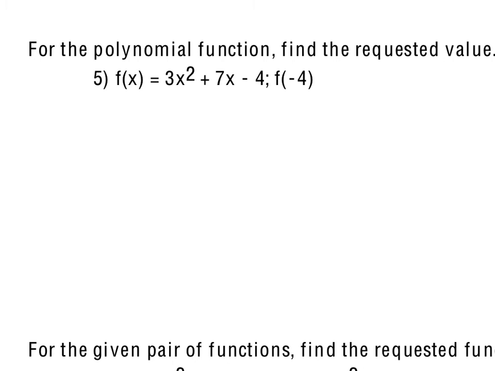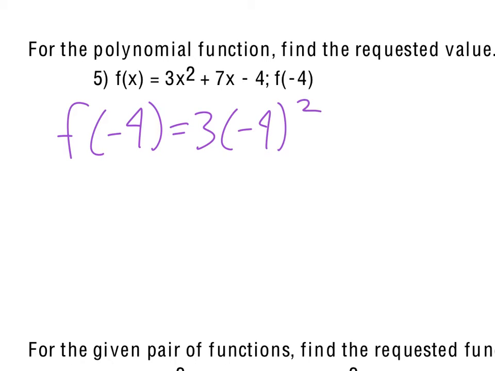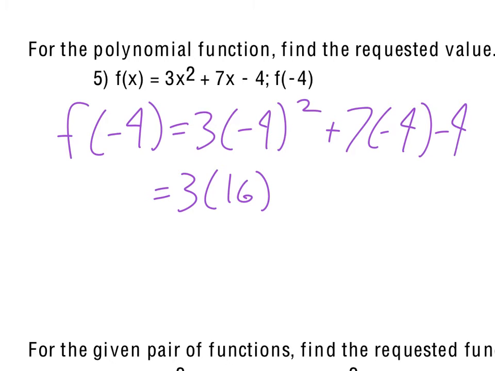For number 5, we just need to find f of negative 4. So we plug the negative 4 in for x. So f of negative 4 would be 3 times the negative 4 squared plus 7 times the negative 4 minus 4. So we just evaluate that. Squaring the negative 4 gives us 16. 7 times negative 4 would be negative 28, so minus 28 minus 4.